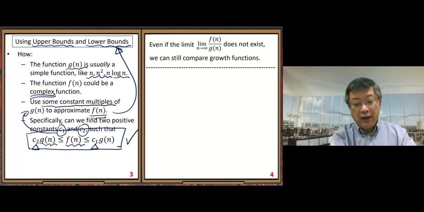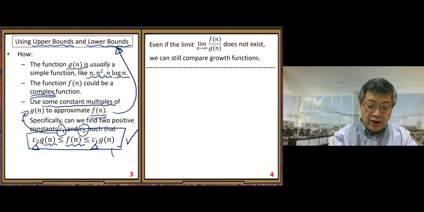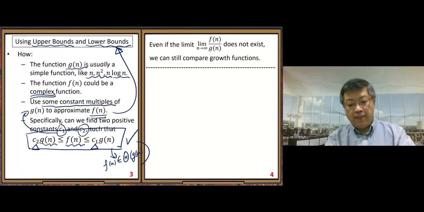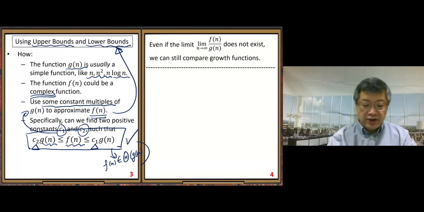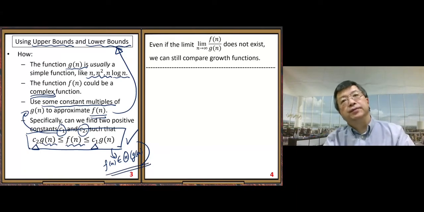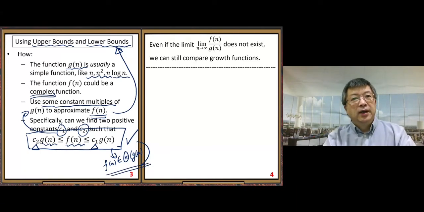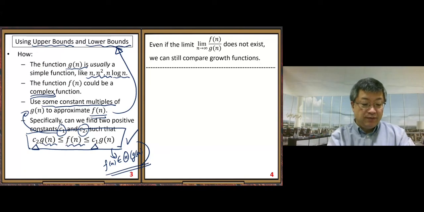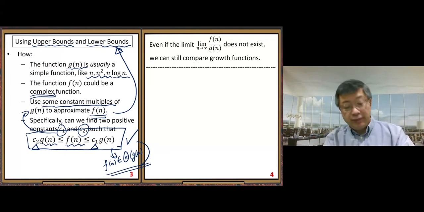Big theta, or we say f of n belongs to big theta of g of n, or is contained in big theta of g of n. All right. That's our second method, the upper bound, lower bound method. Also pretty simple.